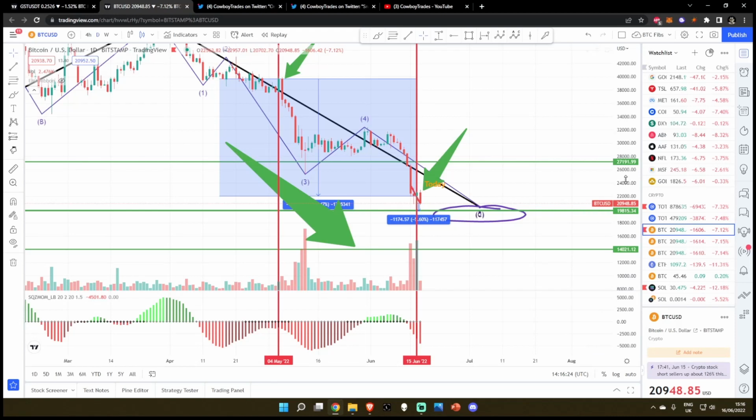I think Bitcoin's going down to lower levels. Once Bitcoin, and in my opinion it will, breaks below the previous all-time high at 19,800 to 20,000, you can expect that last capitulation for Bitcoin. And if you have been watching my videos, then you will know that Bitcoin bottoms before altcoins.